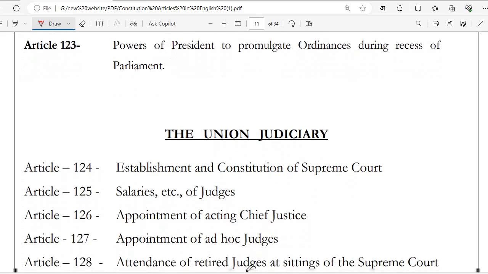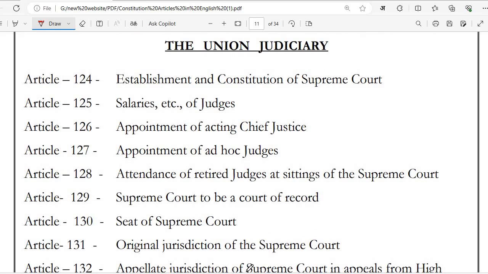The Union judiciary, Article 124, establishment and constitution of the Supreme Court. Then constitution of the Supreme Court, Article 124, and it makes provision for the appointment of the judges. The Supreme Court has one Chief Justice and other judges, all appointed by the Indian President, and their term is until the age of 65, and there are different types of qualifications, and how the judges can be dismissed from their offices. And there is a parliamentary process.